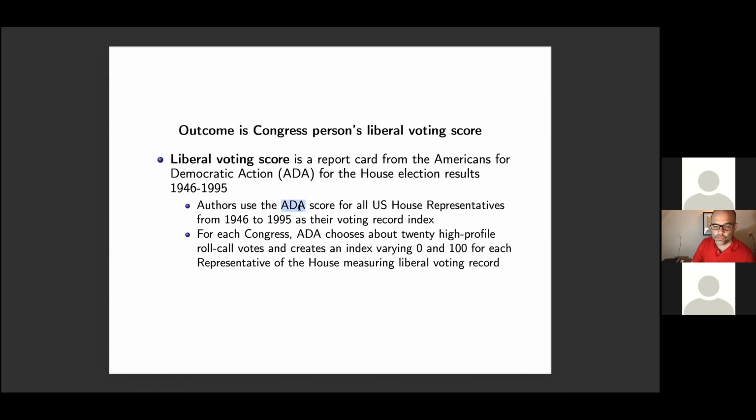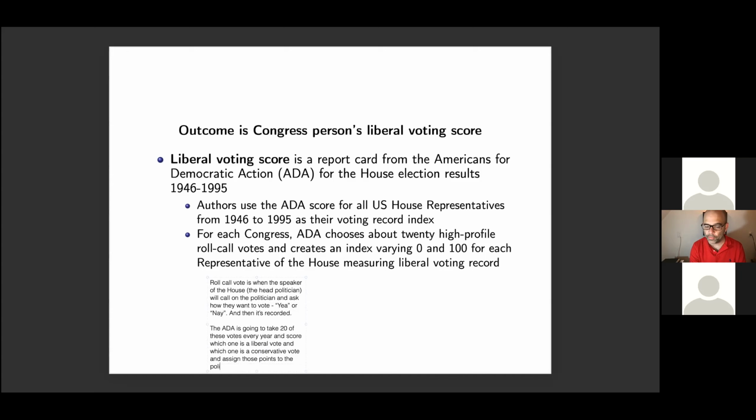So they're going to use the ADA scores for all US House representatives. For each Congress, ADA is going to choose about 20. ADA is the name of the organization. It's called Americans for Democratic Action. ADA is going to choose about 20 high-profile roll call votes, and a roll call vote is when the Speaker of the House, the head politician, will call on the politician and ask how they want to vote, yay or nay. And then it's recorded. The ADA is going to take 20 of these votes every year and score which one is a liberal vote and which one is a conservative vote, and assign those points to the politician.